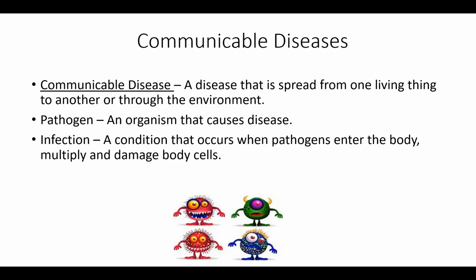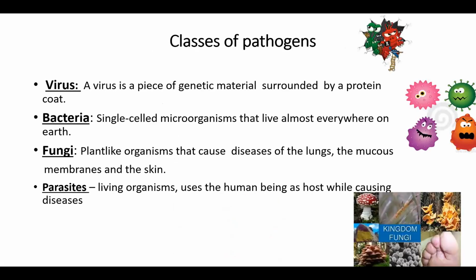Then what is an infection now? An infection is a condition that occurs when a pathogen enters the body. It then multiplies, damages the cell, and causes the infection. So what is important for you to understand is that a communicable disease is a disease that is spread from one living organism to another living organism through various mechanisms. But the most common way is through the environment.